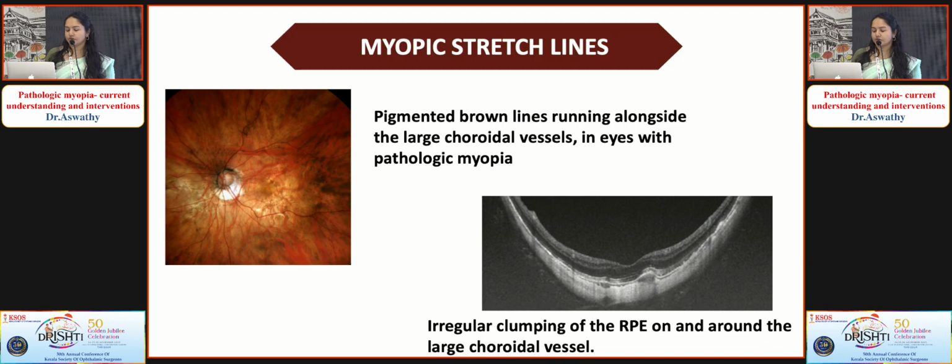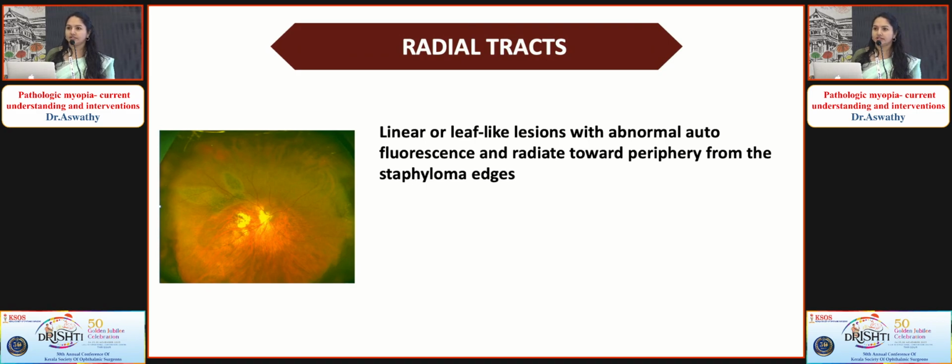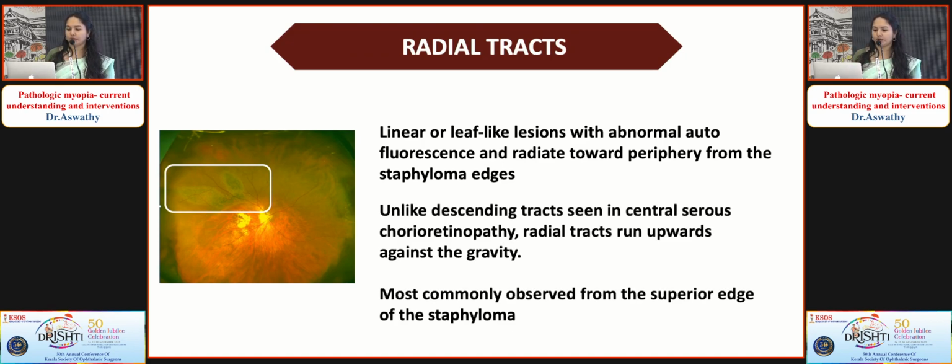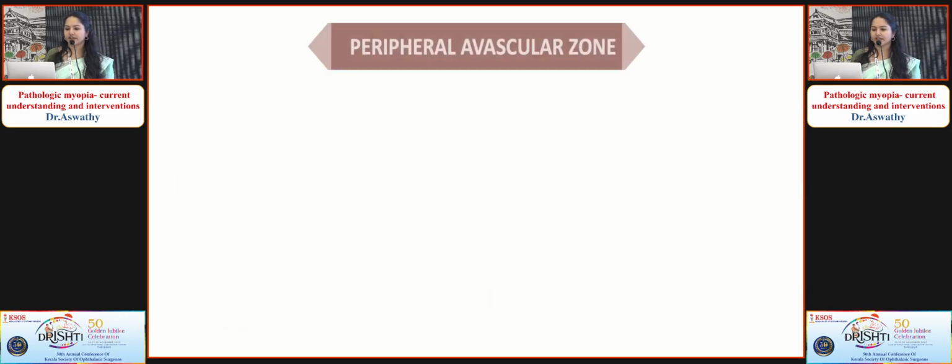You can see large choroidal vessels that often project into the retina. Radial tracts are also another finding that is seen in pathological myopia, but unlike those seen in CSCR, these are directed upwards from the margin of the staphyloma. In CSCR, they are seen as descending tracts. Autofluorescence is very good in identifying the patterns of radial tracts.